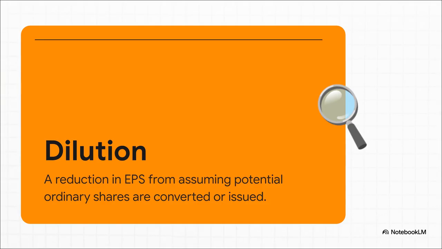And that brings us to the formal definition of dilution. It's simply a reduction in earnings per share. It happens because we assume all those potential shares are converted. You've got more shares, but the same amount of profit pizza. So naturally, everyone's slice gets a little bit smaller.